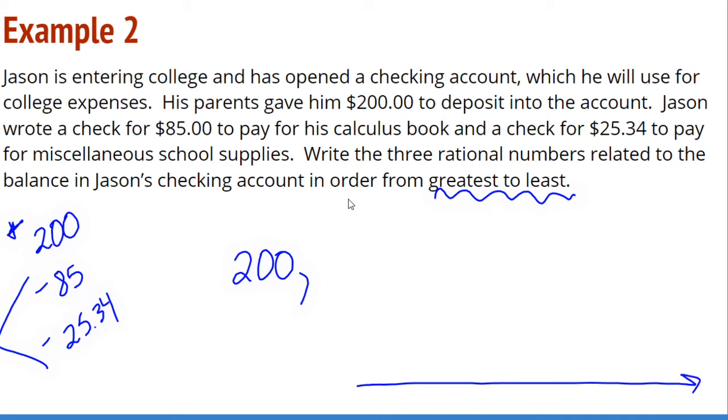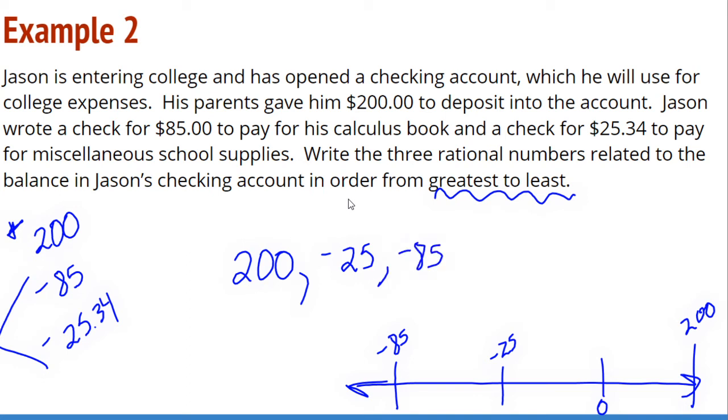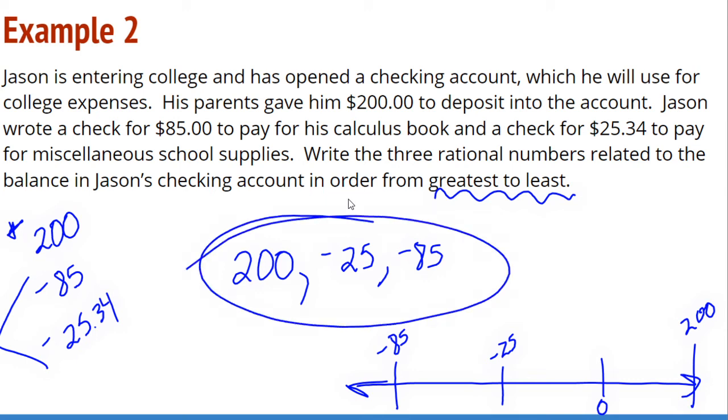Real quickly, I can sketch a number line here. Here's my 0, and if I were counting in the negatives, I'd get to negative 25, and then I'd have to keep going a really long time to get to negative 85. So 200 is clear out here on the far right-hand side. Negative 25 is in the middle, and negative 85 is way, way down there on the left-hand side. So they are in order from greatest to least.